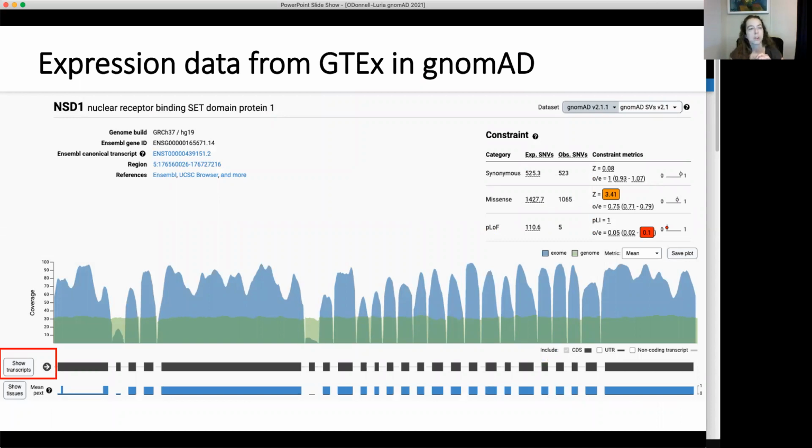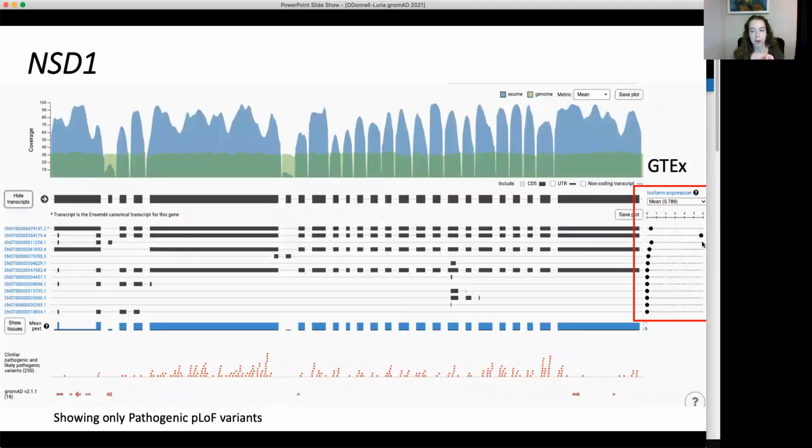Okay, there's also expression data from the Genotype-Tissue Expression Project that's available to view in the gnomAD browser. I showed you initially on the gene page that you have the exons here. If you were to click Show Transcripts, it would open up the GTEx data here. It shows you the expression of different isoforms. So this here is showing high expression. These are all lowly expressed. And the second transcript is the most highly expressed transcript.